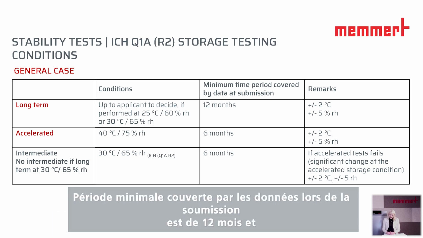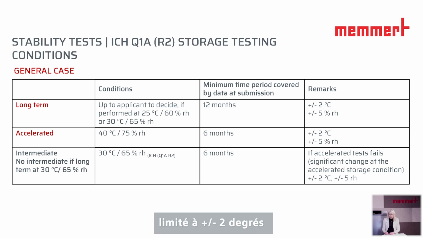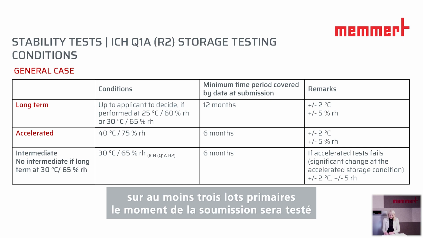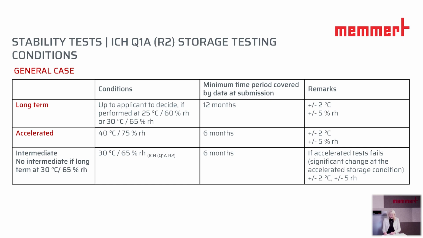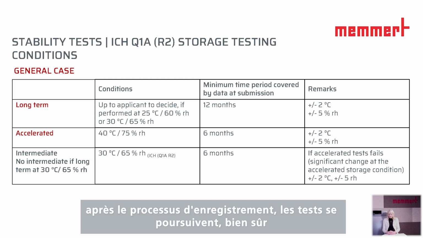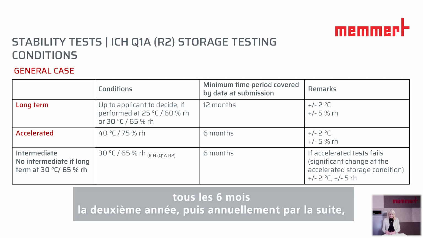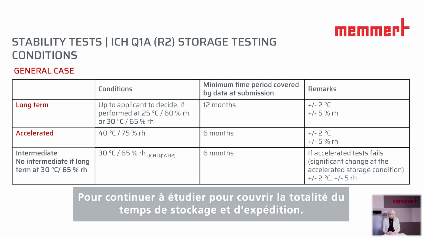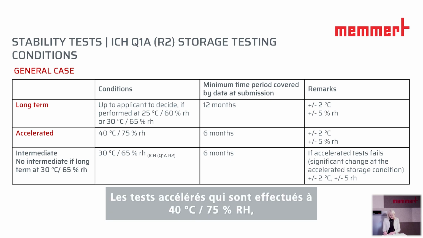The minimum time period covered by data at submission should be 12 months, and it must be in a limit of plus minus 2 degrees and plus minus 5% RH. At least 3 primary batches at the time of submission will be tested, and the testing is every 3 months the first year, and then after the registration process you have to go on, of course, with testing. Then it means every 6 months the second year, and annually thereafter, continuing to cover the full storage and shipment time.